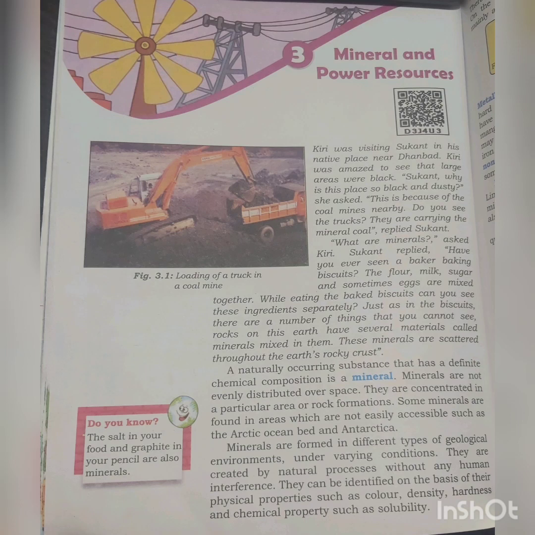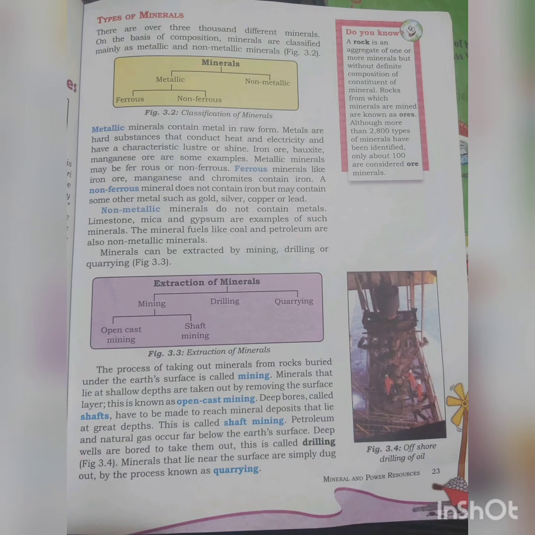Types of minerals. Students, there are 3000 various types of minerals, and based on their composition they can be classified into metallic and non-metallic minerals. So now, what are metallic minerals? Students, metallic minerals contain metal in the raw form.